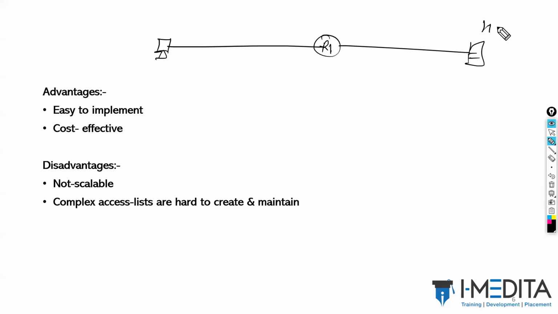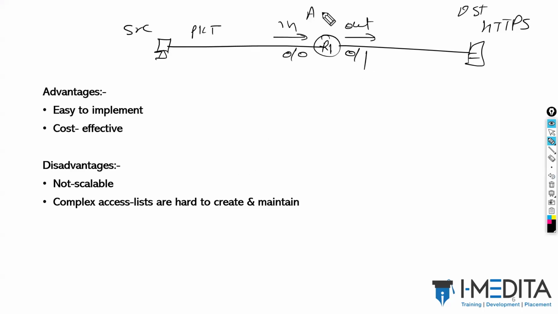Now, if this server is providing the service of which one? HTTPS. PC will be the source, server will be the destination. PC will generate a packet. That packet will come in at this interface, and the packet will go out from this interface. Interface name can be 0/0 or 0/1. At in direction or out direction, what can you deploy? You can deploy ACL. What do you want? You want to allow HTTPS.